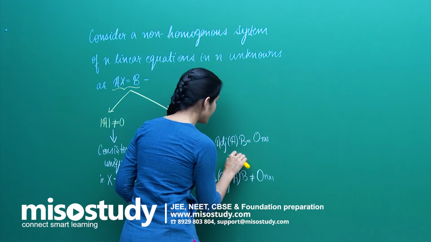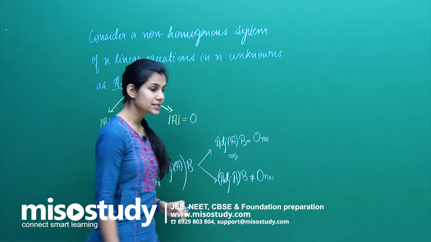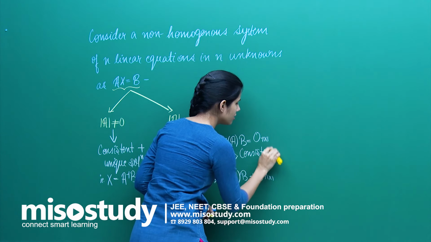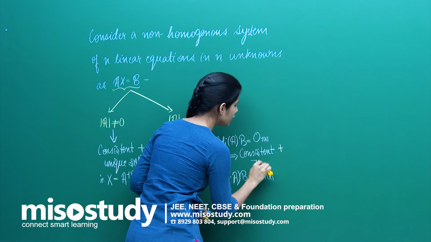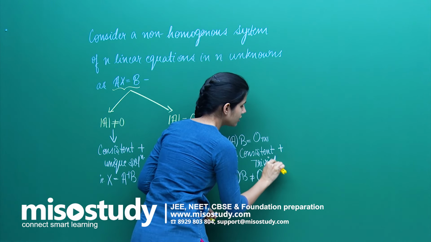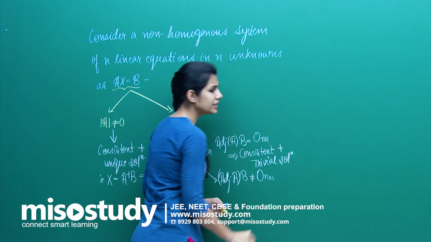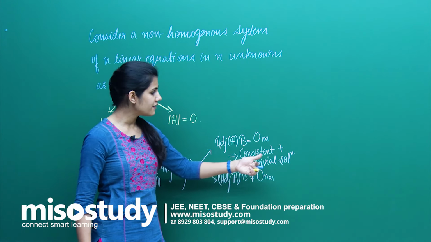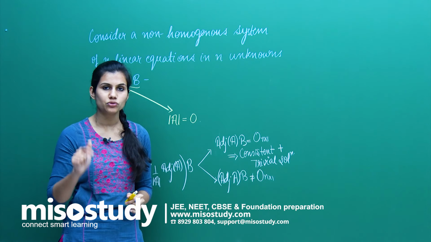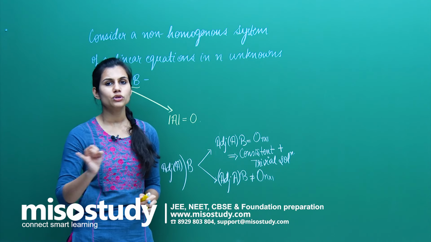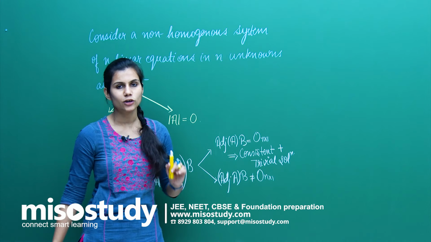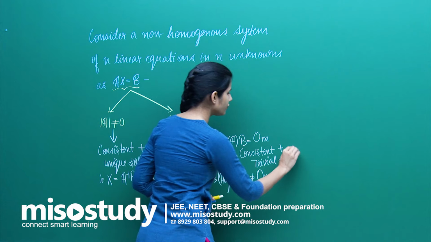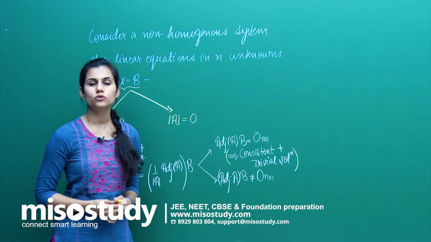So this is going to imply that the system is consistent with the trivial solution as the unique solution. I know there will be a unique solution in this case, but in this particular subcase, the trivial solution will be that unique solution: x1 equals x2 equals x3 and so on up till xn equals 0. That is what my trivial solution is. So this is the conclusion which we can derive if adjoint of A into B is a null matrix of order n cross 1.